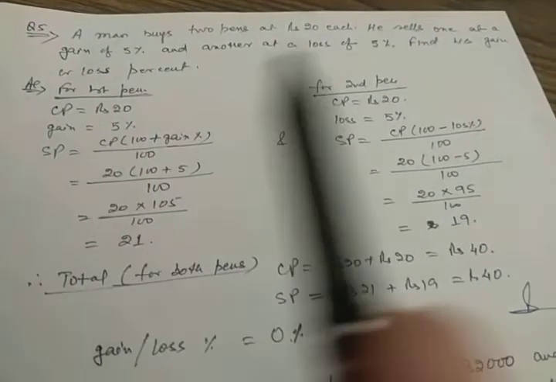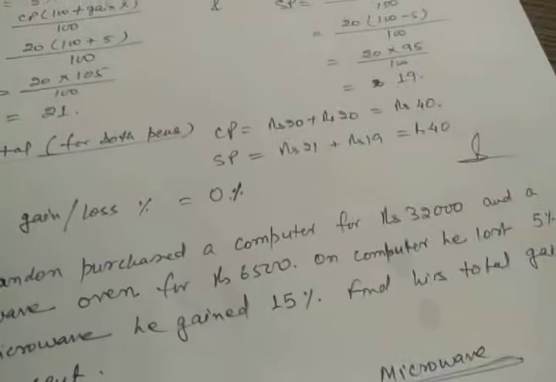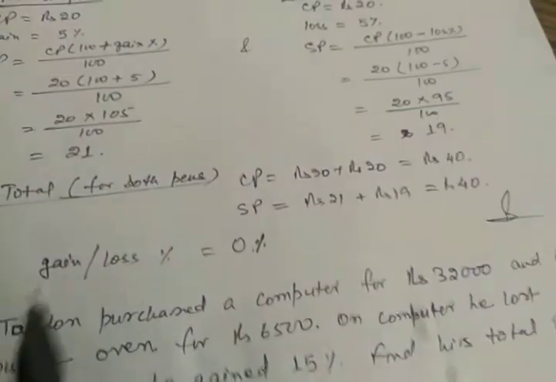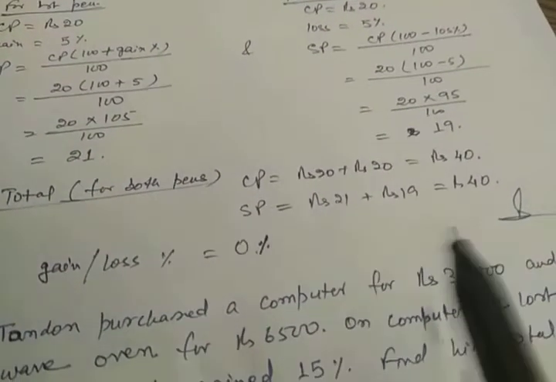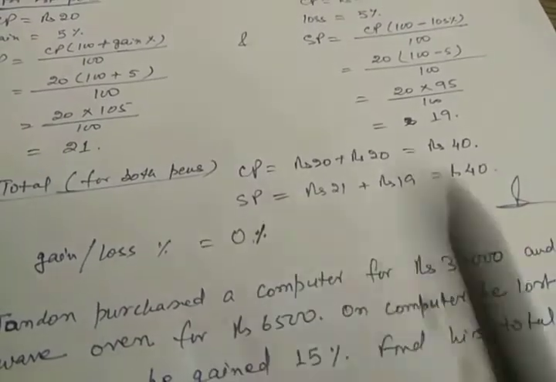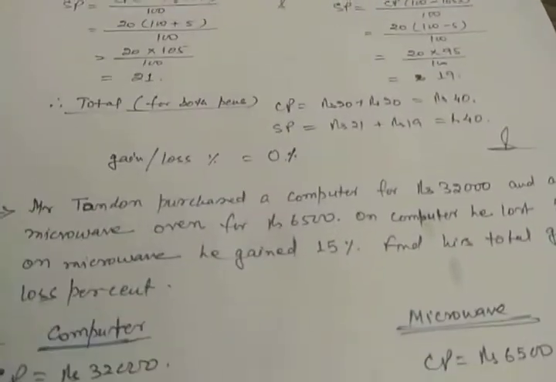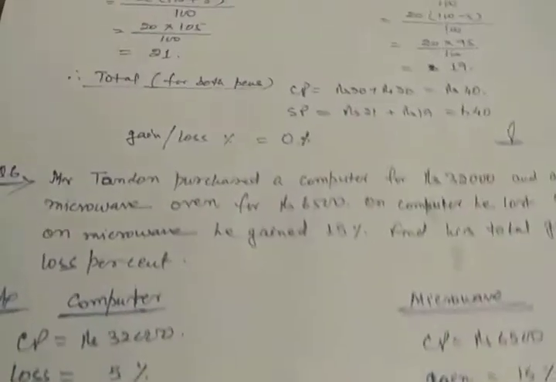But the question asks to find his gain or loss percent. So if there is no gain, there is no gain percent. So we just express our answer like this: gain or loss percent is 0%. Clear? Just see one more question from your book.